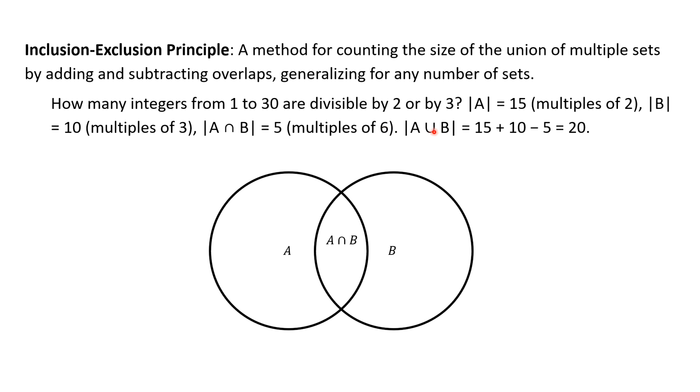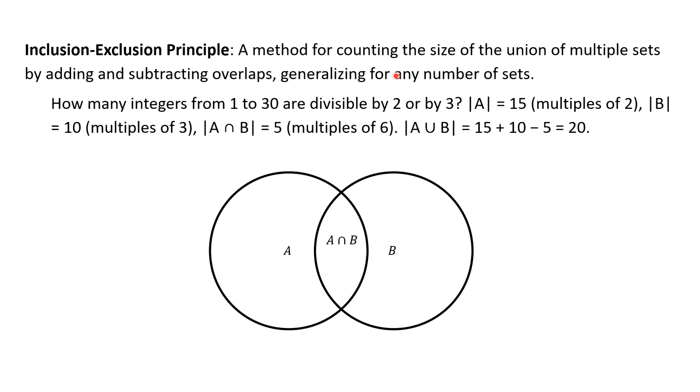So we want to find the union, either or. So any integer from 1 to 30 that's divisible by 2 or 3. We have our set A that has 15 elements, our set B that has 10 elements, and then we have the intersection, which we're counting twice. So if we take 15 plus 10, we need to subtract 5, basically the intersection, because it's been added in twice, and we get 20. So that's the number of integers from 1 to 30 that are divisible by either 2 or 3.